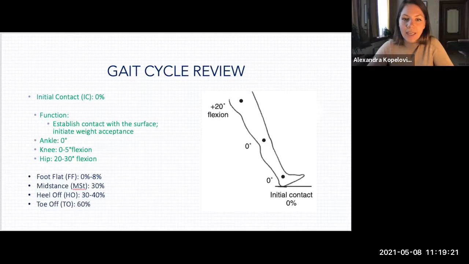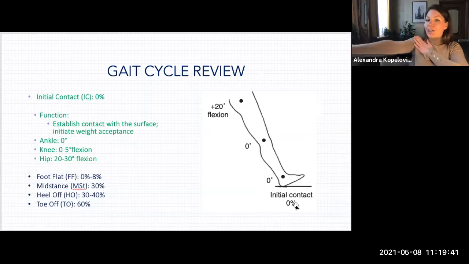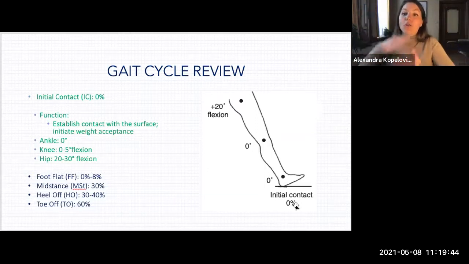So once again, looking at initial contact. The whole point of initial contact is to establish contact with the surface, to initiate weight acceptance. How do we establish contact with the surface? We really need to elongate the entire lower extremity. So by flexing the hip, extending the knee, and being neutral at the ankle, we're really stretching out our leg to be able to land as far as possible. So here's our range of motion once again: 0 degrees at the ankle, neutral at the knee, 0 degrees, and 20 degrees of hip flexion.